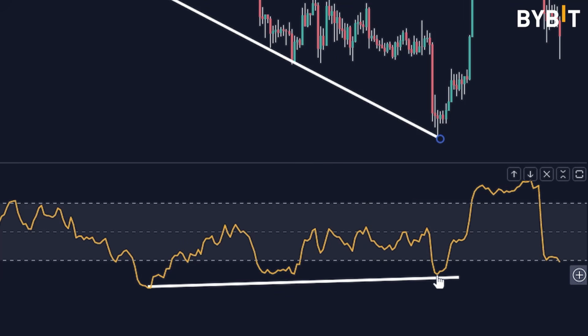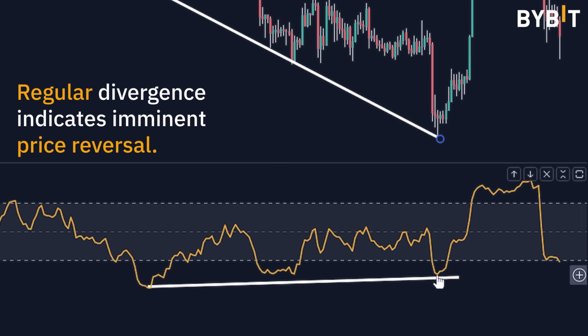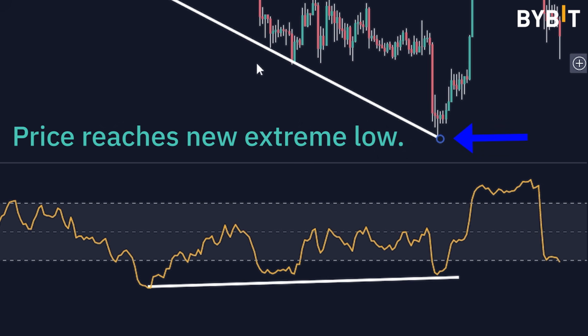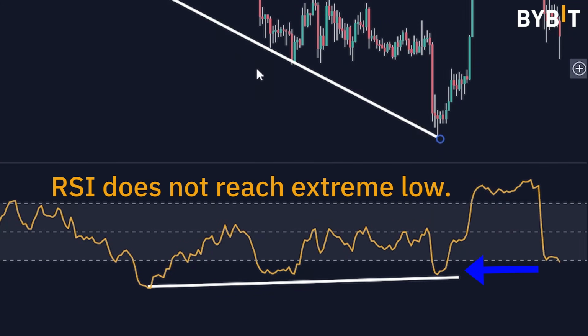So the momentum moving to the downside was not near as strong, and that tells us that the trend may be about to reverse. So in essence, the price is reaching a new extreme, but the RSI is not. Now this can happen in the opposite direction.